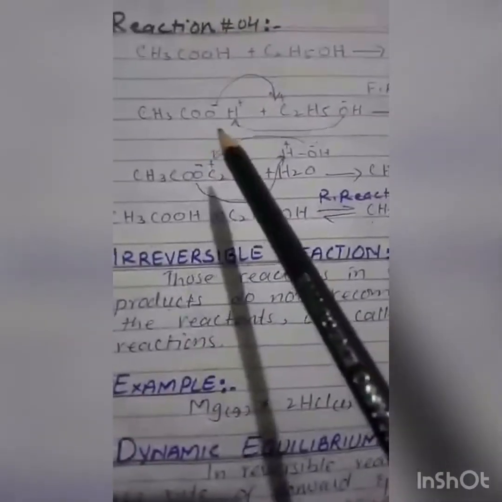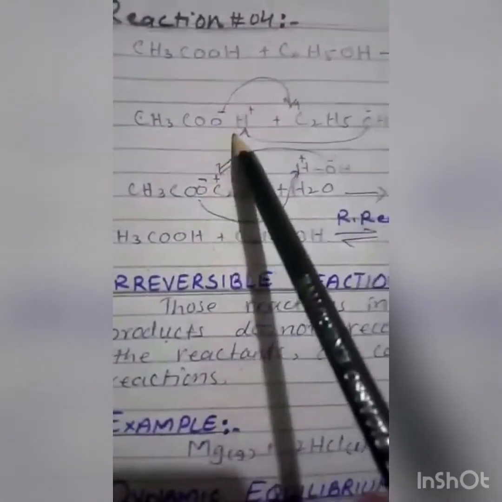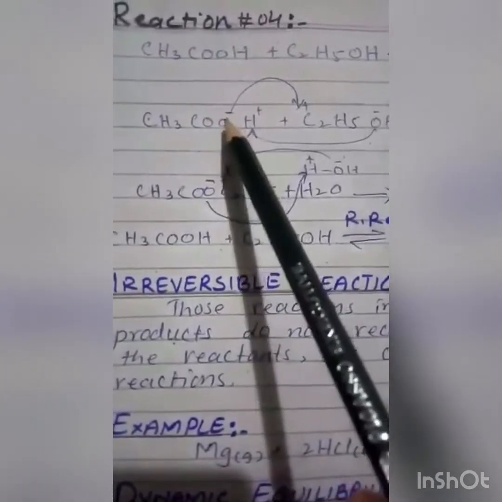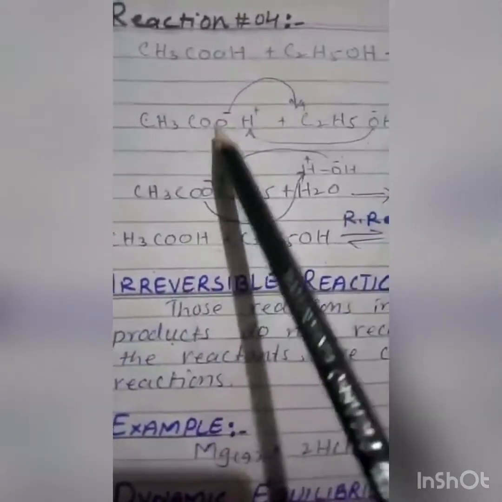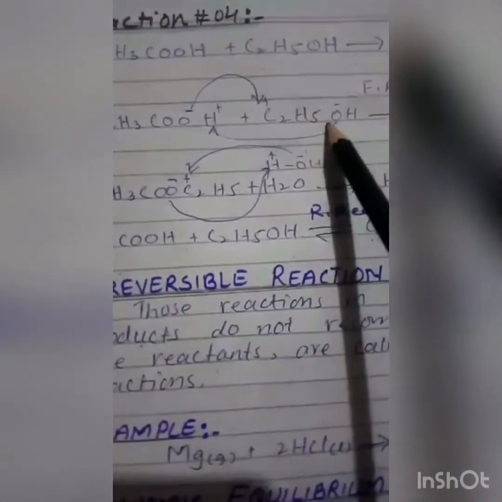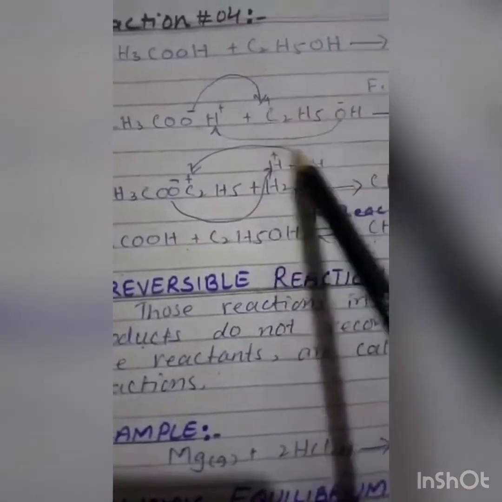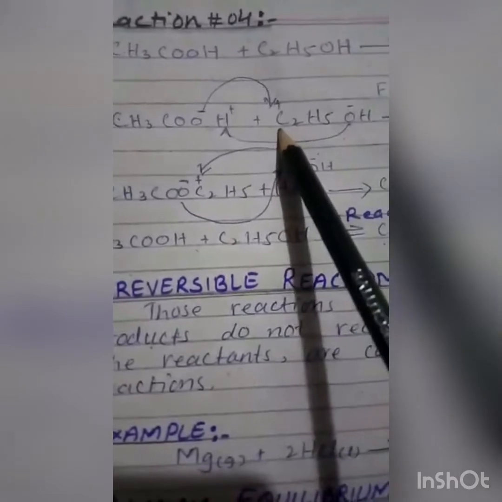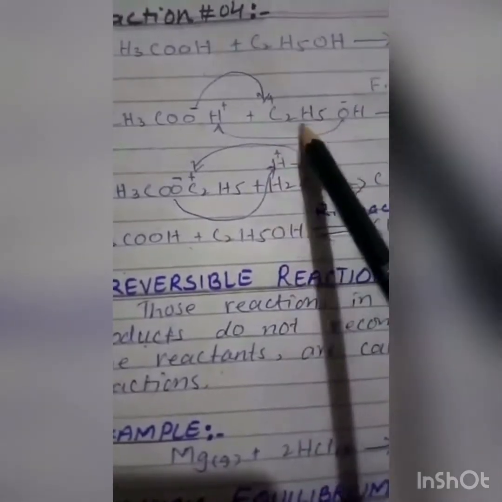If we break down this reactant acetic acid, it will divide into ionic form. So this will be the acetate ion, this will be the hydrogen ion, and when we put ions in this reactant, this will be the hydroxyl ion and this will be the ethyl ion.